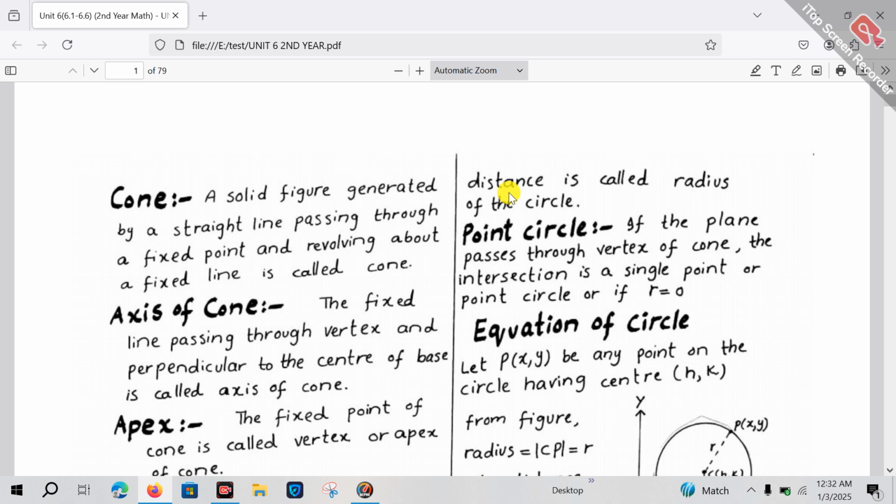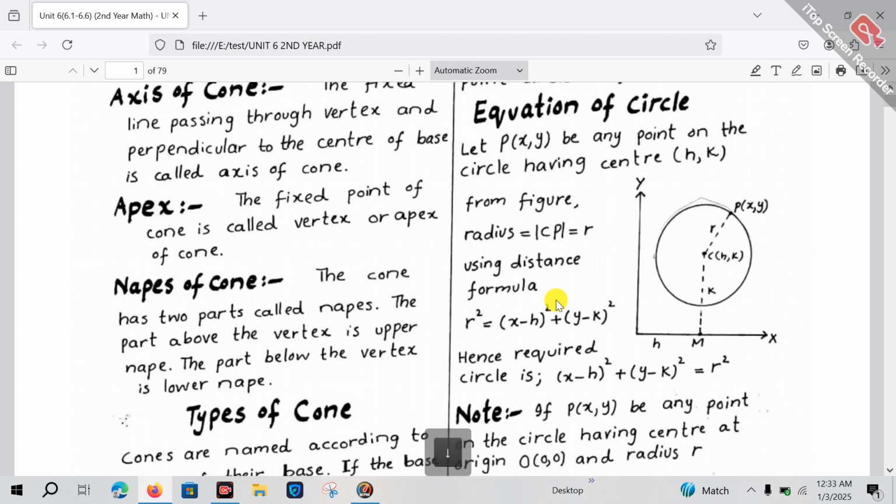Next is the definition of point circle. What is a point circle? If the plane passes through the vertex of the cone, then the intersection is a single point, or the point circle. In simple words, you can say that any circle having radius equal to 0 is called a point circle.